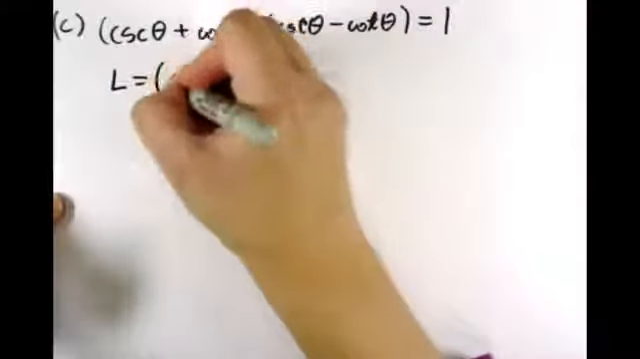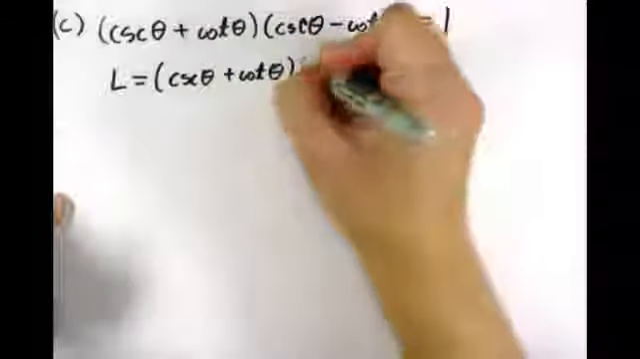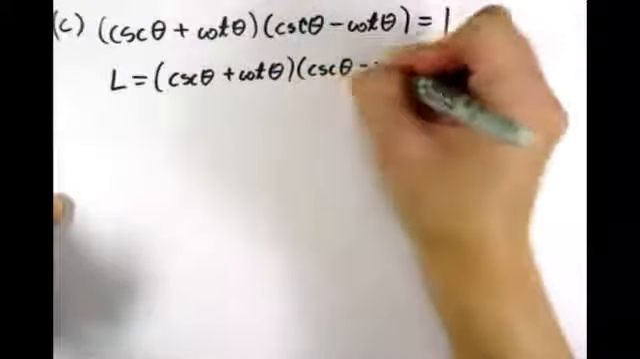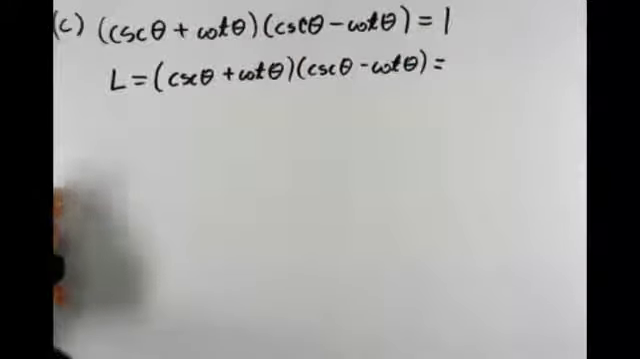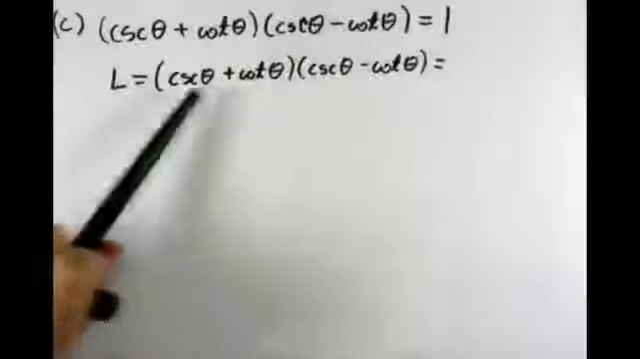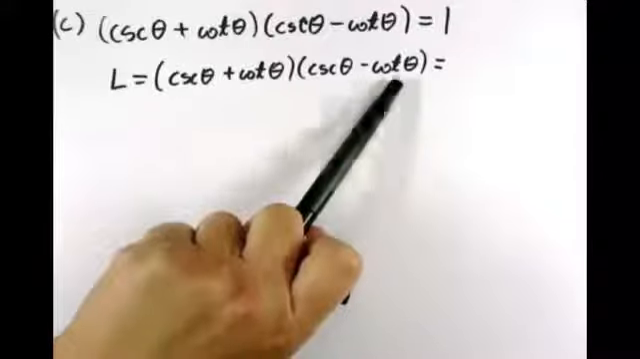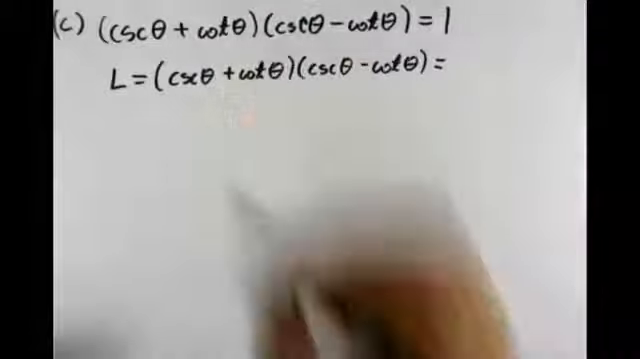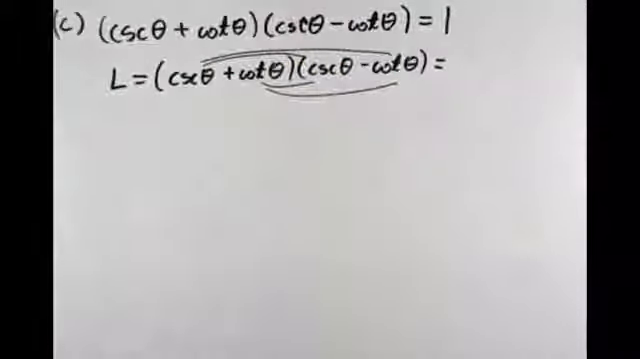So I'm going to start with the left side. Left side of the equation is those two brackets. So cosecant theta plus cotangent theta times cosecant theta minus cotangent theta. You use either the formula that this is equal to a plus b times a minus b, which is a squared minus b squared, or FOIL it, multiply out the brackets. So let's multiply this out.